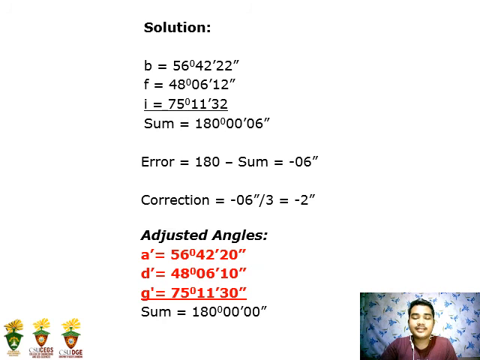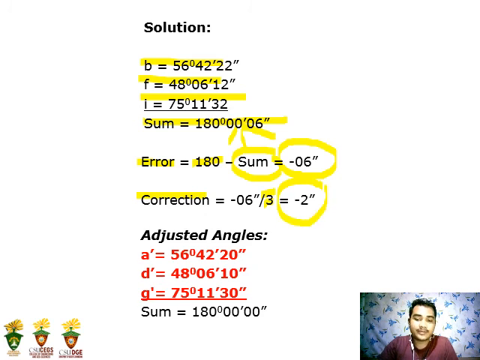For this solution, again, atong balikon kung unsa ang pag-solve. We need to get the sum of these three measured angles. If we add these three values, we will get a sum of 180 degrees and 6 seconds. Next step is to get the error. Error is equal to 180 degrees minus the sum of the interior angles. So naa tay makuha nga negative 6 seconds. To have the correction, we're going to divide this 6 seconds by 3. So we have negative 2 seconds ang correction.